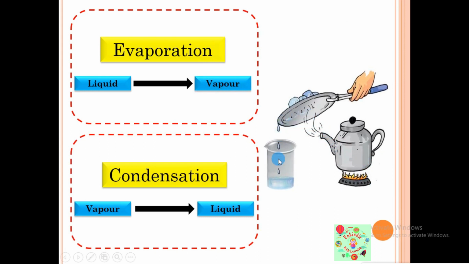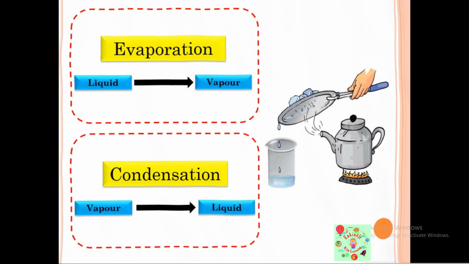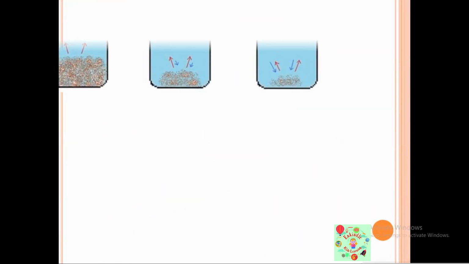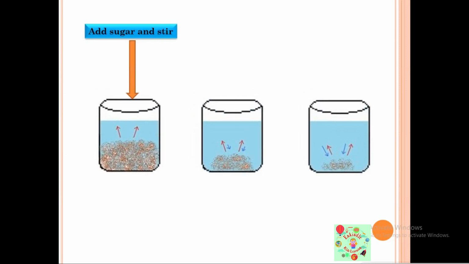This process is called condensation. Okay, now you will have to do one small activity for me. Take a container and add water into it. Then add sugar and start stirring it. What happens? The sugar gets dissolved in the water.